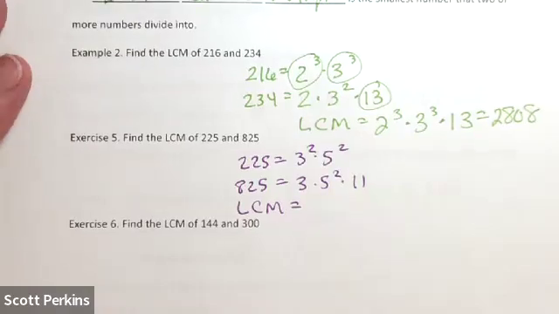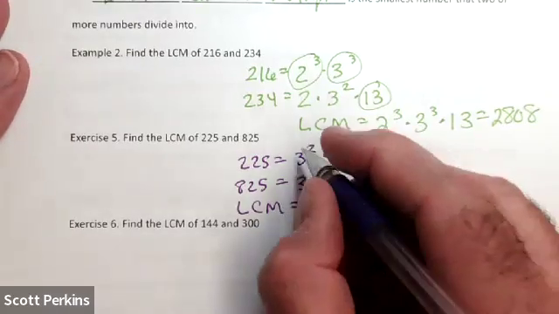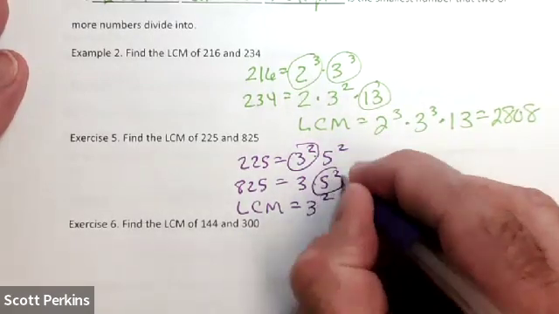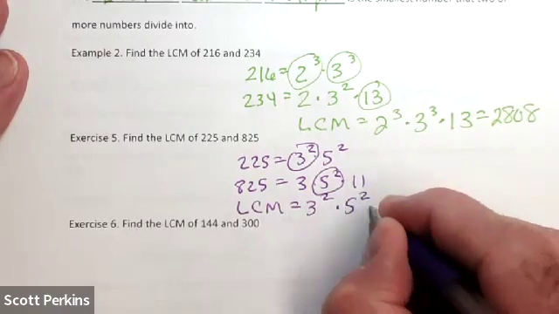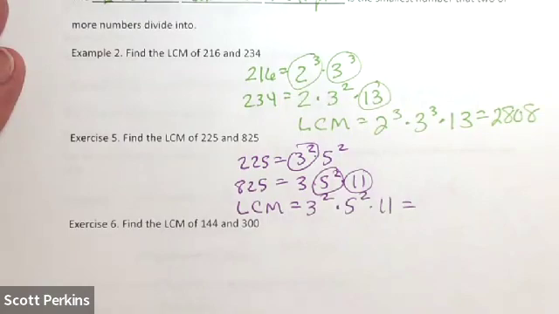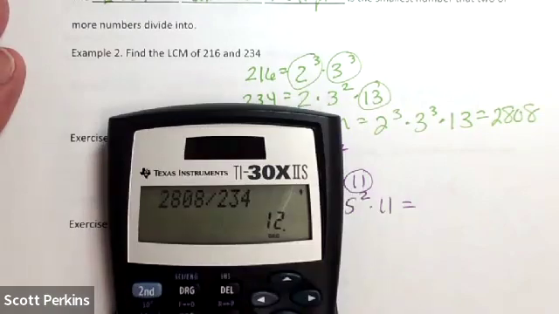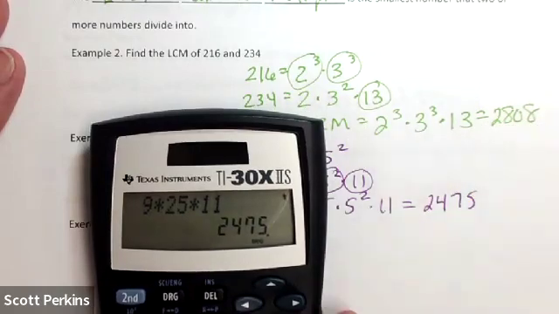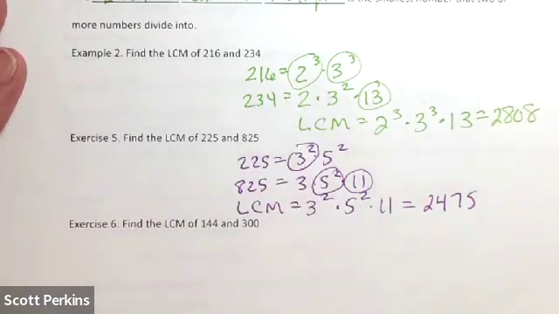So the least common multiple, I'm going to take the most. I'm going to take everything that I see. So I'm going to take the most 3s, 3 squared. I'm going to take the most 5s, 5 squared. I'm going to take the most 11s, and that's 11. So 3 squared times 5 squared times 11. So 3 squared is 9, 5 squared is 25, times 11. That is 2,475. And again, you can divide both of those other numbers into that.